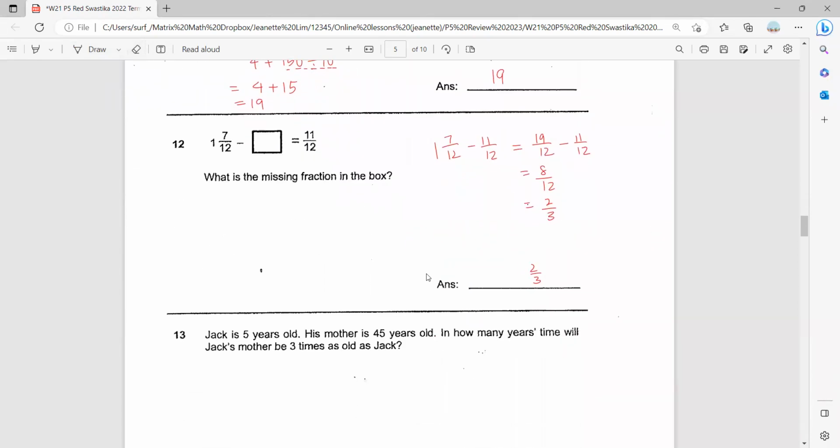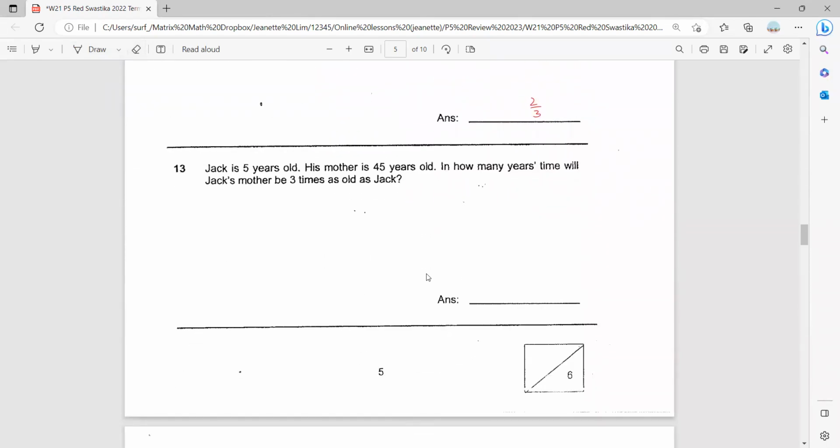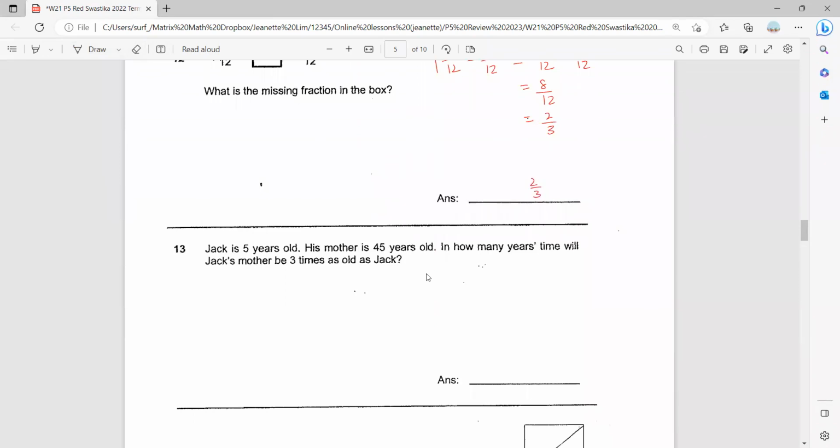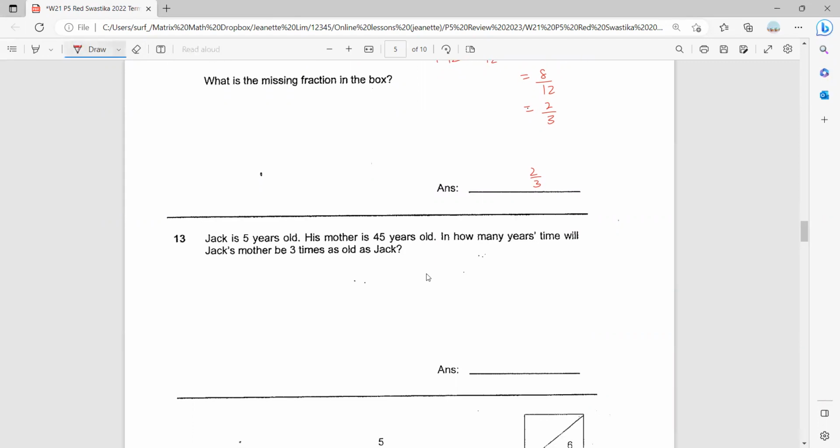Okay, question 13. Jack is 5 years old. The mother is 45. In how many years' time will Jack's mother be 3 times as old as Jack? Okay, let's do before, change, after. Because I know exactly how much they are at first, I'll do this. 5 and 45. Then there's a change.